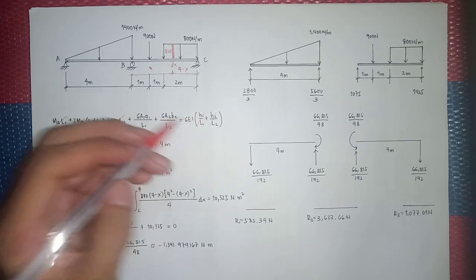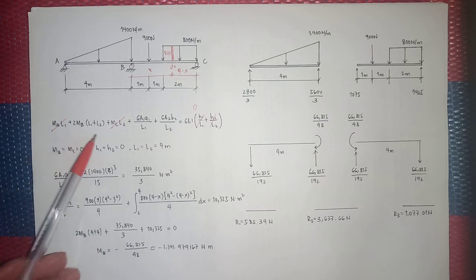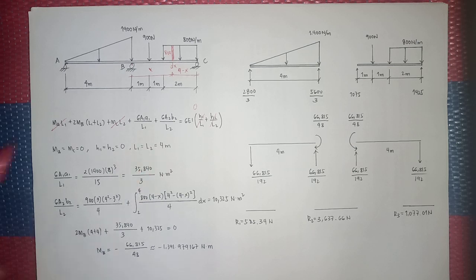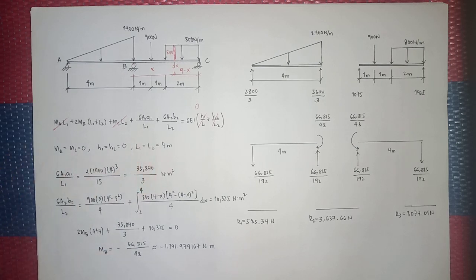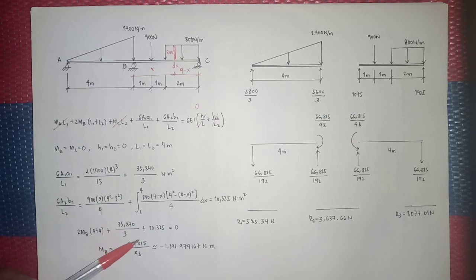So, yung entire term sa kanan magiging 0, kasi 6EI times 0 will become 0. Okay. So, L1 and L2, as we all know, these are both 4 meters. So, substituting, we have 2 MB times the quantity 4 plus 4 plus 35,840 over 3 plus 10,325. Ito yun, equal to 0.